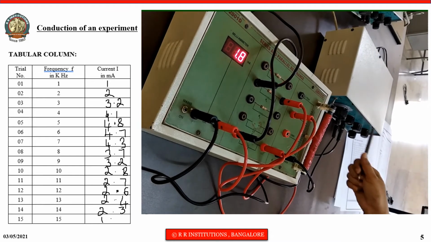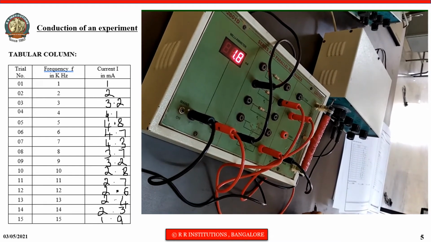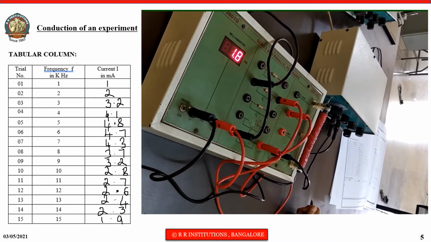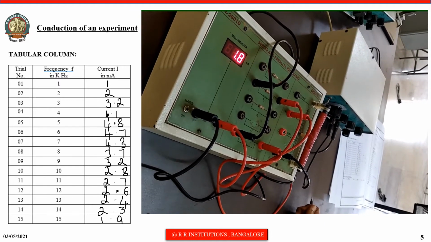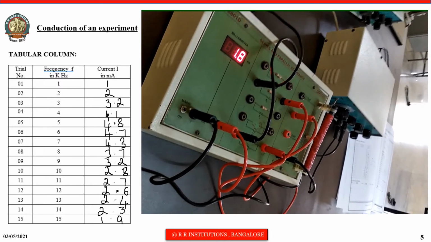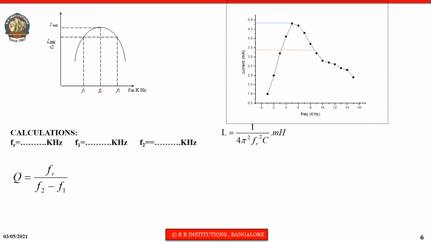As we increase the frequency, we have to note down what happens to the current. This is for series; similarly, we have to do it for parallel. Plot the graph of current versus frequency. As you increase the frequency, this is how the current varies, and you can see a maximum current at the peak.